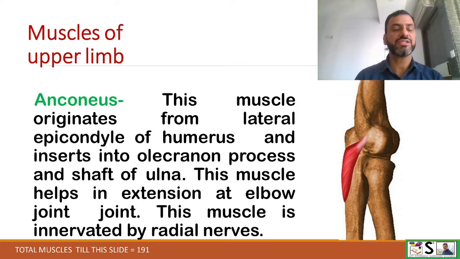Anconeus. This muscle originates from the lateral epicondyle of humerus and inserts into the olecranon process of ulna. This muscle helps in extension at elbow joint. This muscle is innervated by radial nerve.